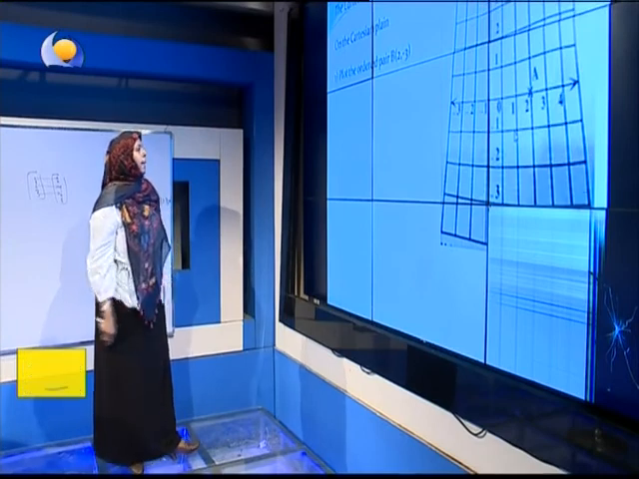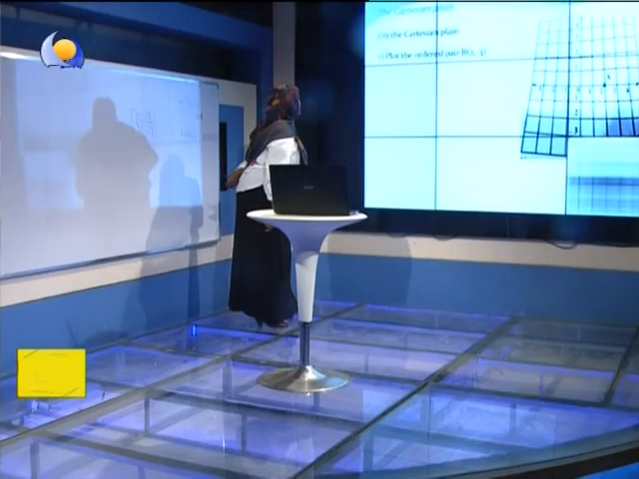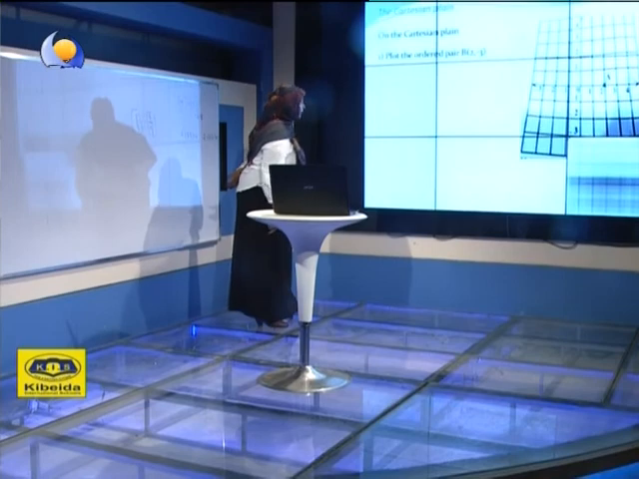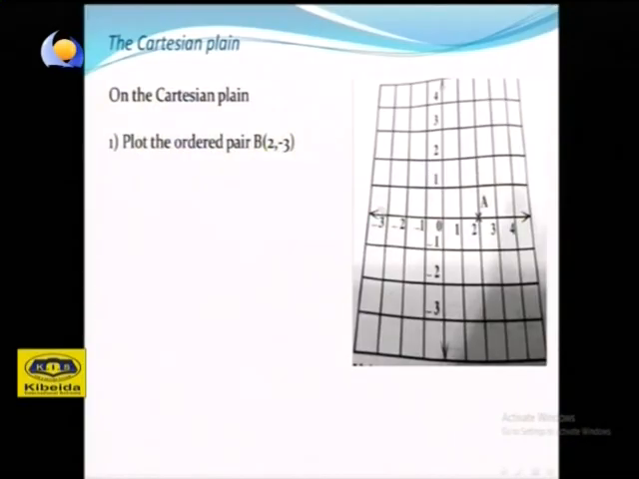Okay. He wants me first to plot the ordered pair B, the point B, (2, -3). 2 is the x coordinate, negative 3 is the y coordinate. So 2 here, negative 3 is here, then the point is definitely here.